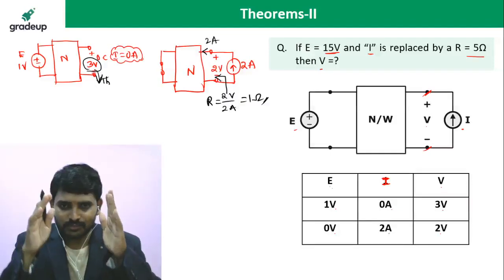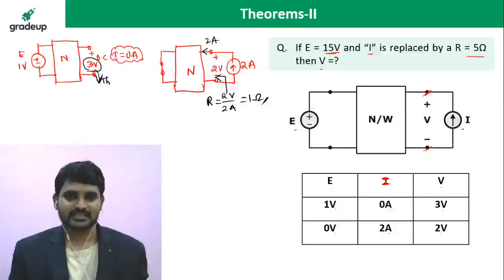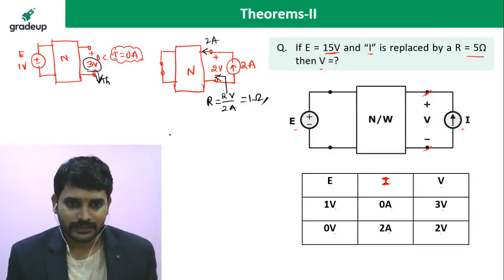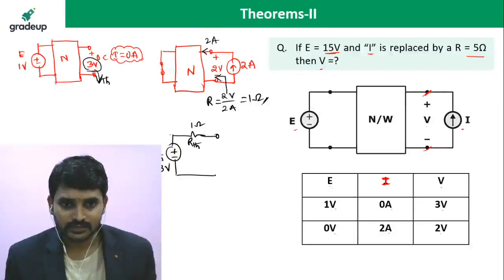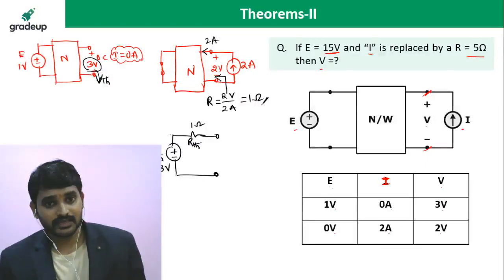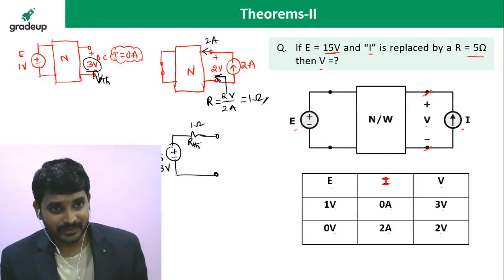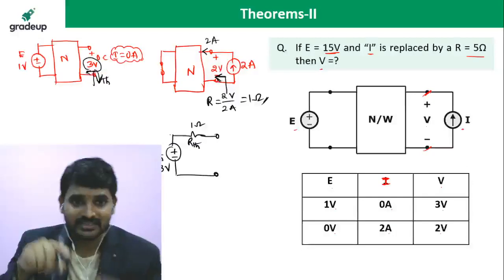So whatever black box is given to you can be replaced with Thevenin's voltage and Thevenin's resistance. So I am drawing here, for the black box, Thevenin's voltage, that is 3 volts, and Thevenin's resistance, 1 ohm. Now these are my terminals. Here I am calculating RTH, and here itself I am calculating VTH. Be careful. You should calculate RTH and VTH at the same point, sir.